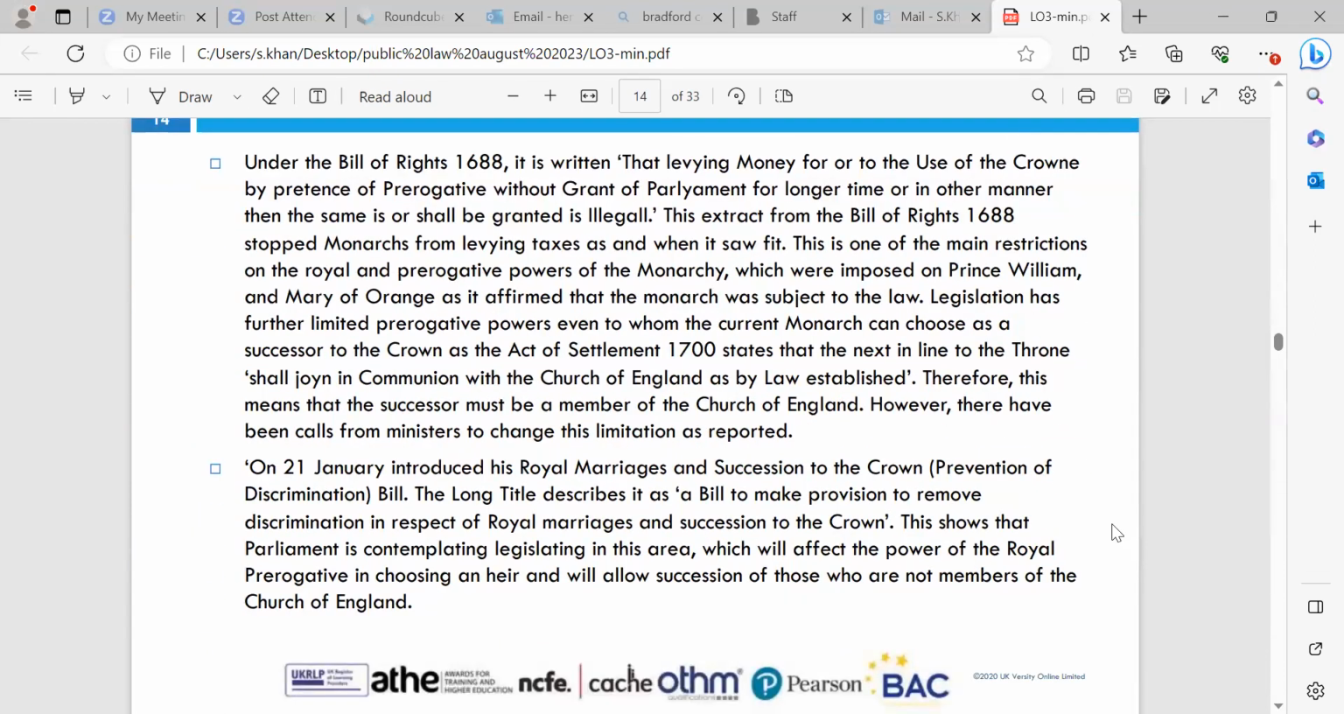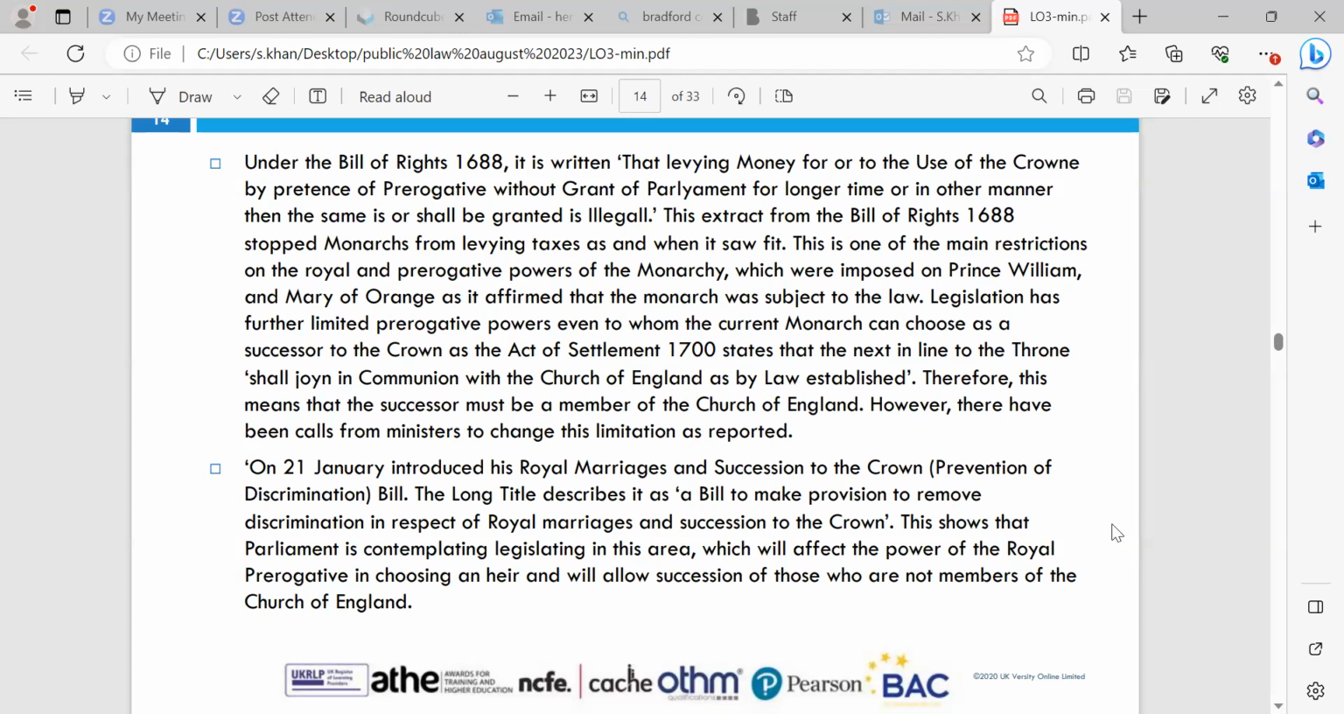Under the Bill of Rights 1688, it is written that levying money for or to the use of the Crown by pretence of prerogative without grant of Parliament for longer time or in other manner than the same is or shall be granted is illegal. This extract from the Bill of Rights 1688 stopped monarchs from levying taxes as and when they saw fit. This is one of the main restrictions of the royal prerogative powers of the monarchy, which was imposed on Prince William and Mary of Orange, as it affirmed that the monarch was subject to the law.